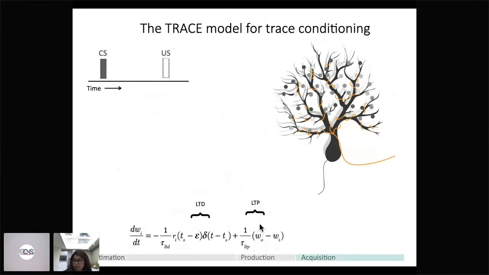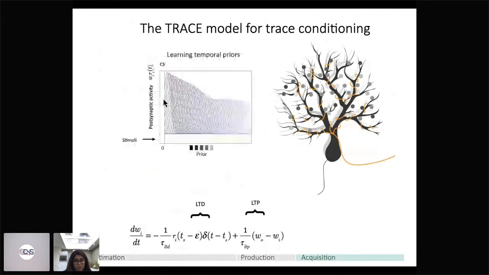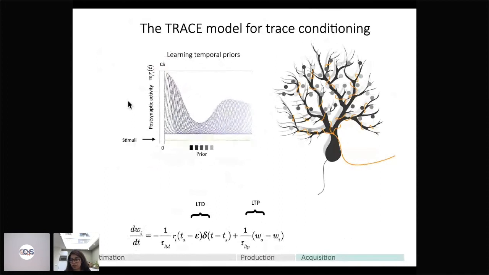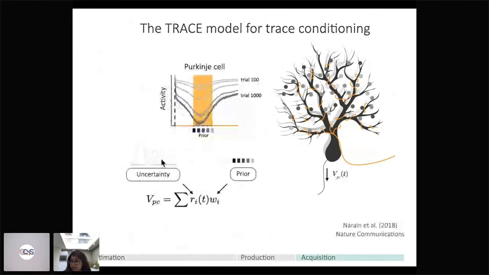So this dynamics that we apply to a single interval can also be applied to a distribution. And this is what it looks like. So you can imprint different time intervals and entire distributions of time intervals in this manner. Synaptically, you can encode them into Purkinje cell activities. And the idea here is that now we have a representation of uncertainty and of previously experienced stimuli, which after a sufficient number of trials are experienced, starts to closely represent prior knowledge.